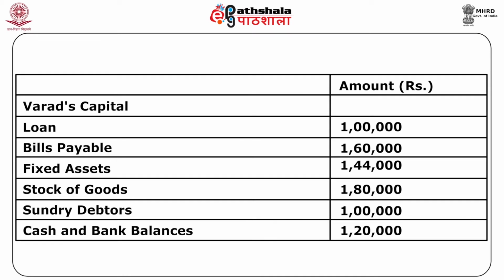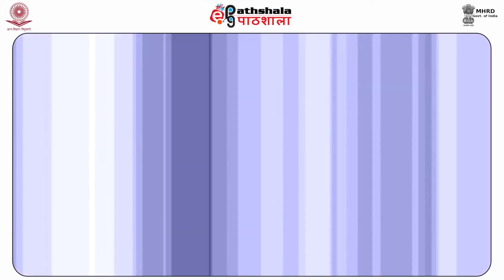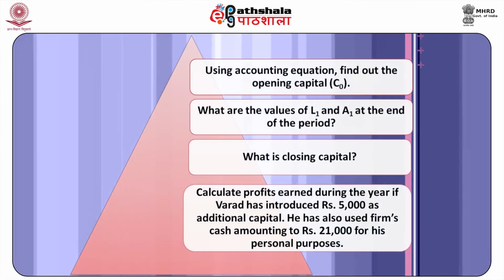Mr. Varad also reports the following balances appearing as at the end of the year, where again loan is 1 lakh, bills payable 1,60,000, fixed assets 1,44,000, stock of goods 1,80,000, sundry debtors 1 lakh and cash and bank balances 1,20,000. You are required to answer the following.